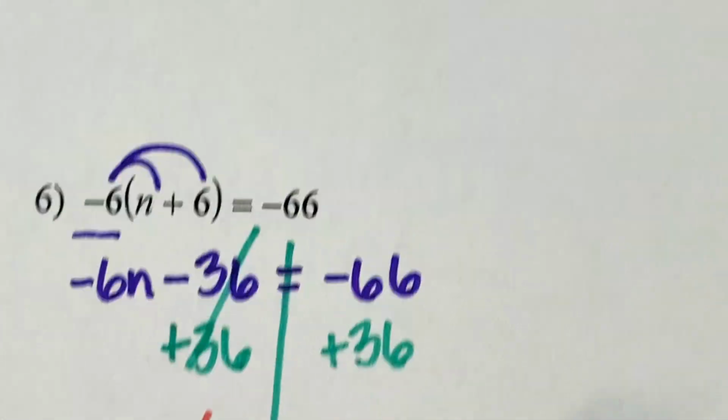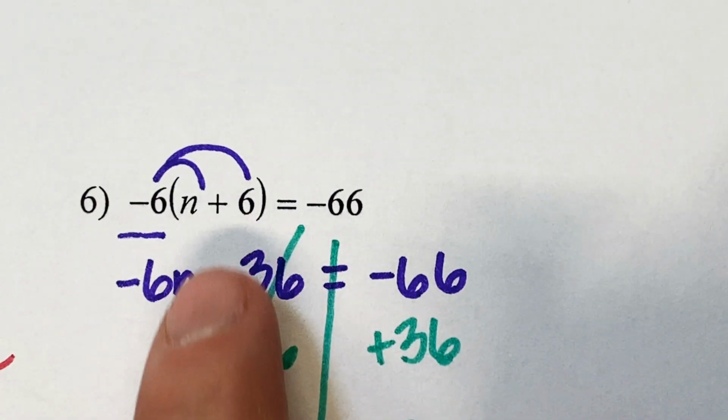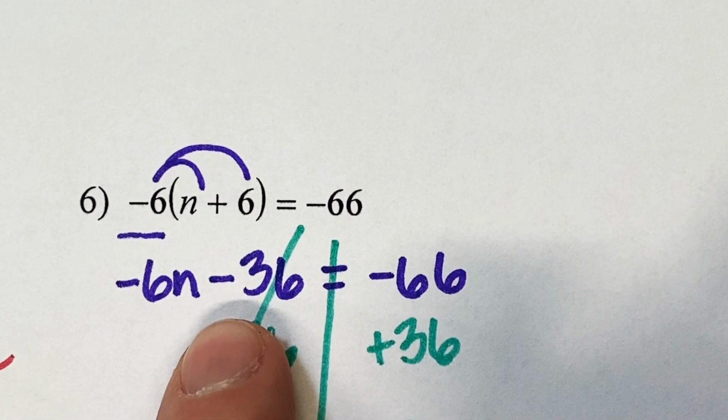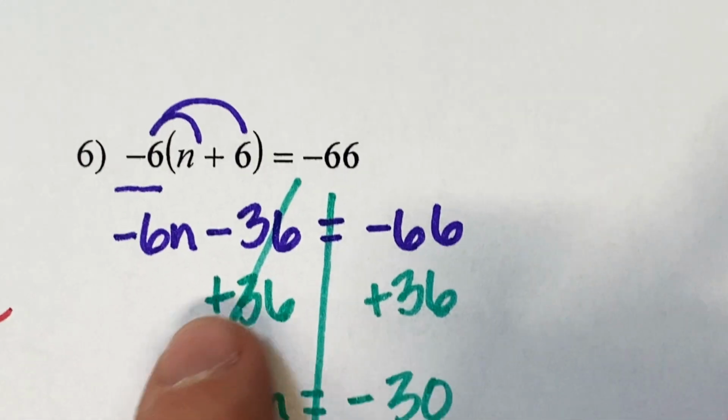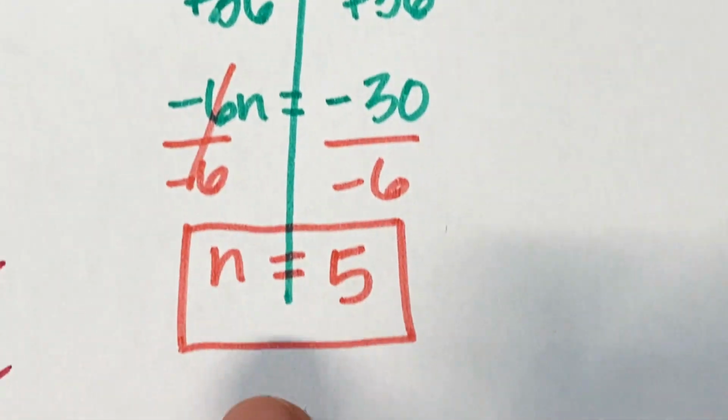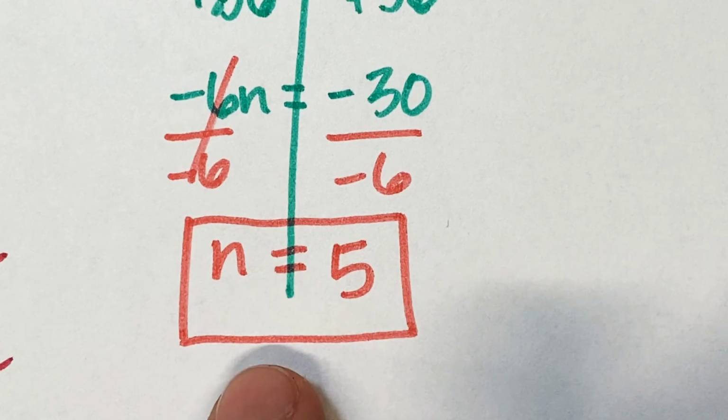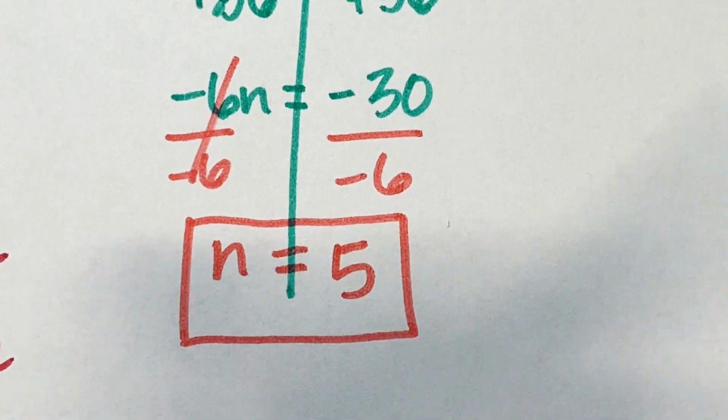Okay, so again, we had to distribute first, see if we could combine like terms. We didn't have to, so we could go ahead and solve for the variable to get my final answer of n equals 5.